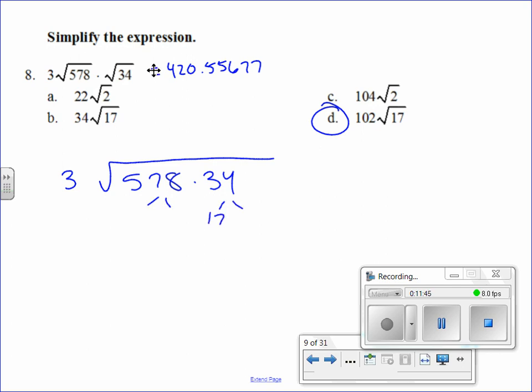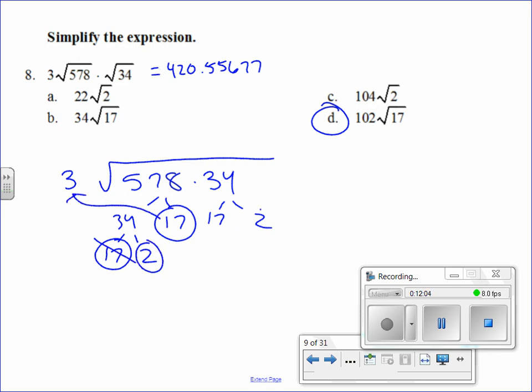I know that 34 is 17 times 2. I can divide the 578 by 34. It's 34 times 17. And that's going to give me another 17 times 2. So you can break two 17s out of jail. This will come out. This will fall in the hole. You can break two 2s out of jail. This will come out. This will fall in the hole.